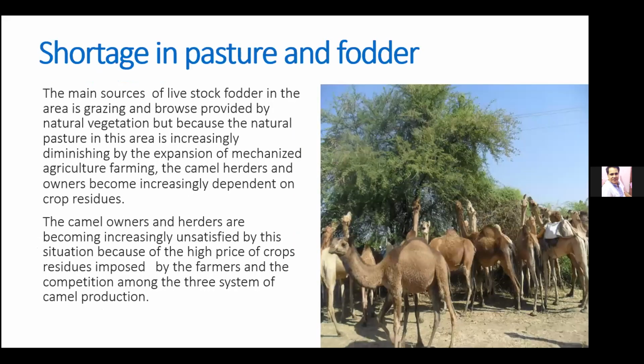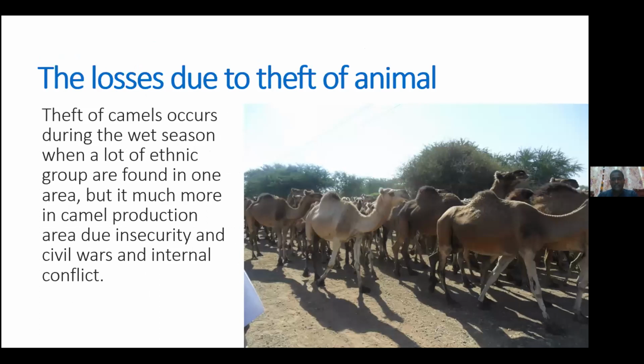The next challenge is the shortage of pasture and fodder, the main source for the livestock. The grazing and browsing provided by the natural vegetation are increasingly diminished by the expansion of mechanized agriculture farming. Camel herders and owners become increasingly dependent on crop residues, and they are increasingly unsatisfied because of the high price of crop residues and the competition among the city systems of camel production. There are also losses due to theft of animals, insecurity and internal conflict, which may lead to the loss of livestock and camels.